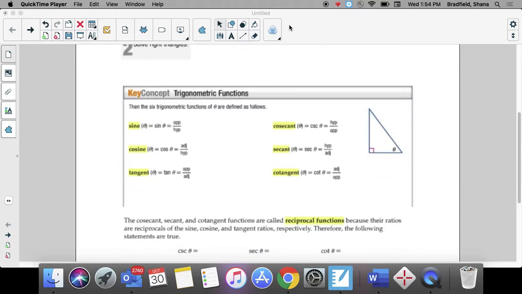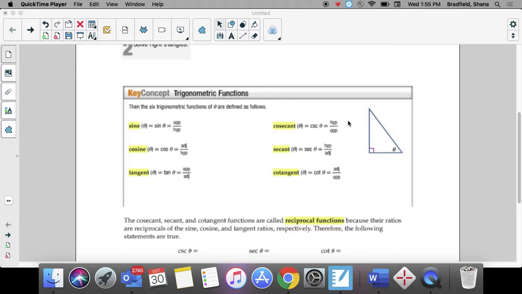So this first section here just tells us what the trig functions are. There are 6 basic trig functions. The top 3, I guess, are sine, cosine, and tangent. And then we have what's called reciprocal functions, cosecant, secant, and cotangent. But those are our 6 trig functions.